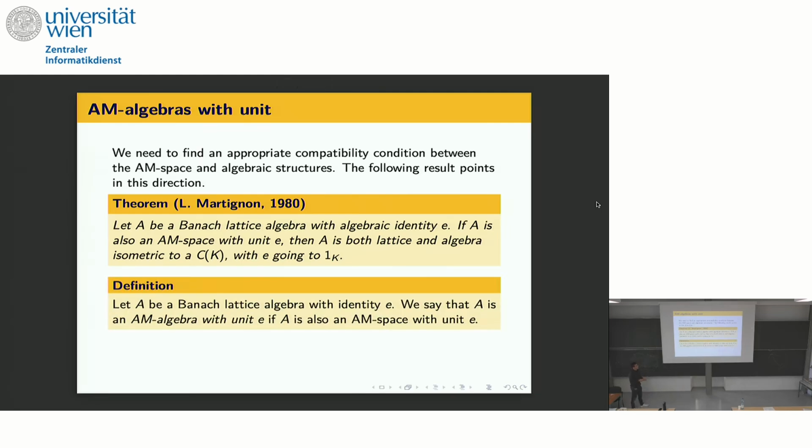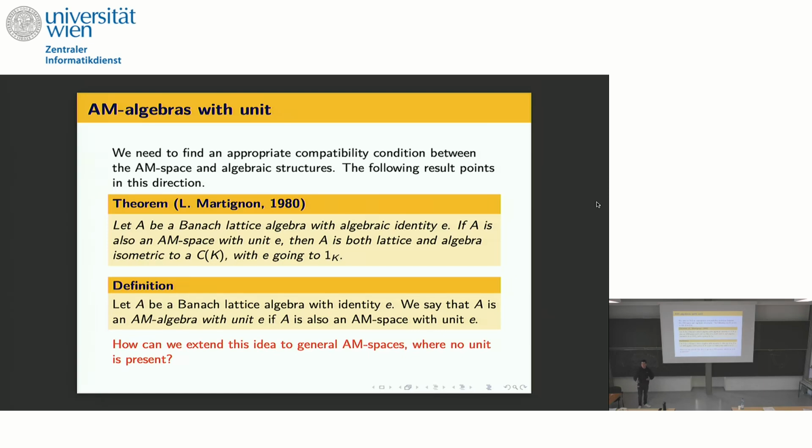And so it seems natural to introduce this definition. We'll see later why. We say that an IM algebra with unit is an IM space with unit and a product, where the unit, the order unit, is an identity for this product. But can we extend this to general IM spaces? How can we do this? Because now we don't have an order unit.